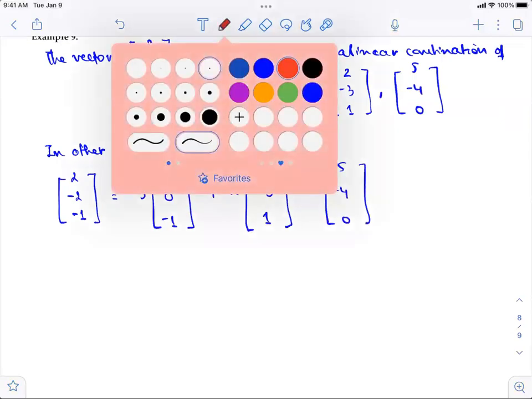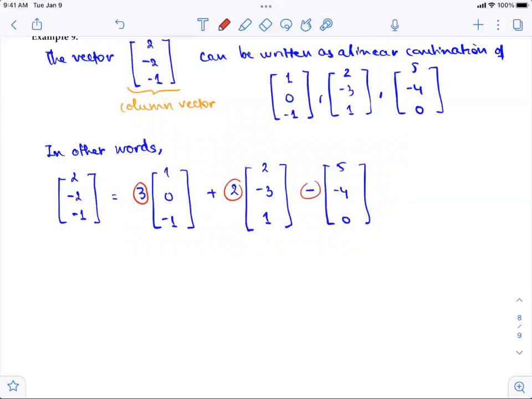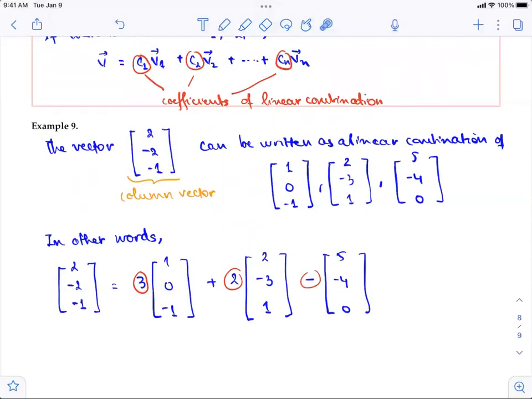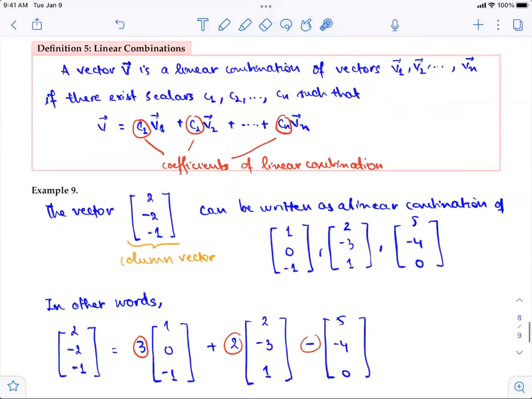And you may wonder, where are 3, 2, -1 coming from? Again, we will go back to this particular concept and learn a technique for how to obtain these coefficients. But for now, it's just an example that given a vector, you can find other vectors such that this given vector can be written as a linear combination of the other vectors. So this is in a way a combination, and why is it linear? Because it depends linearly on the vectors v1, v2 up to vn.